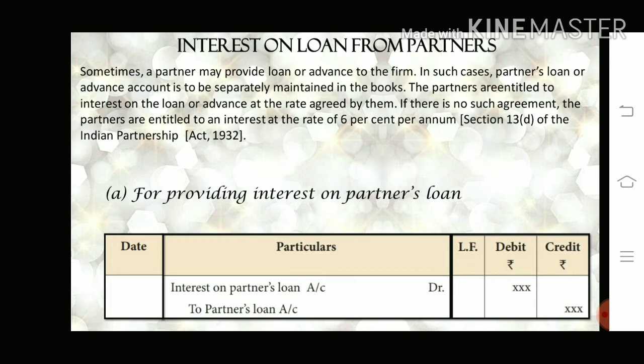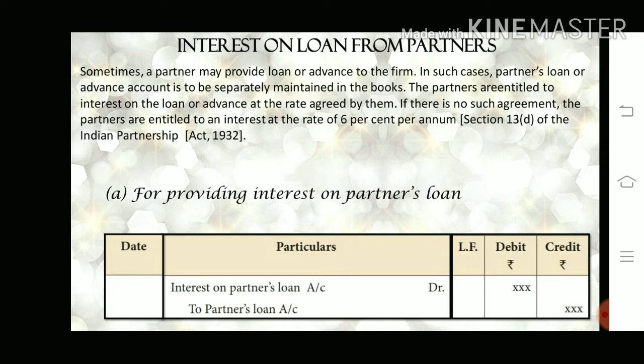Agreed by them means what? Ratio. For example, there are two partners in the firm, namely A and B. So A contributed 3 share and B contributed 2 share. The agreed ratio means 3:2.